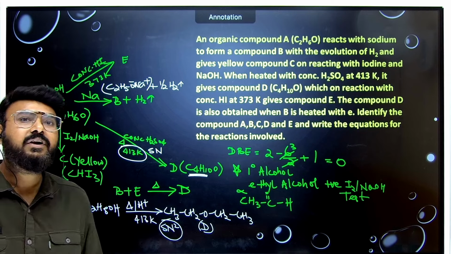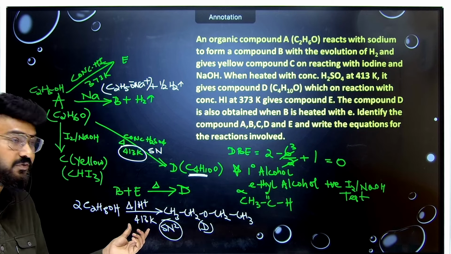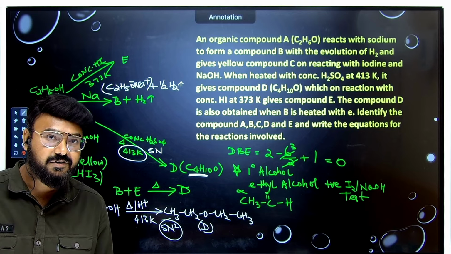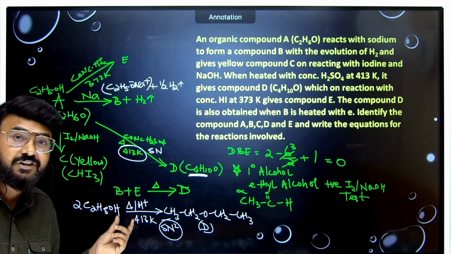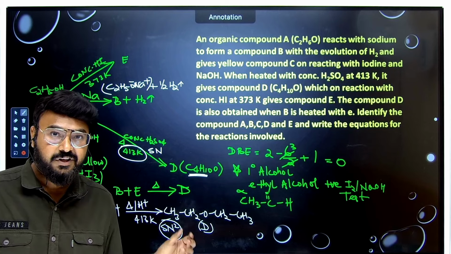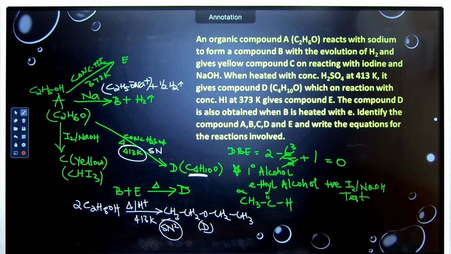And you might be wondering why alkene has not formed. For alkene, you need a higher temperature because nucleophilic substitution reactions are favored at low temperature. When you go to a higher temperature, 443 Kelvin, then it will be an elimination reaction, and due to that, alkene will form. So at 413, under the same condition, we have got the D also.